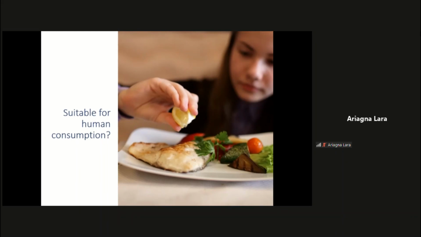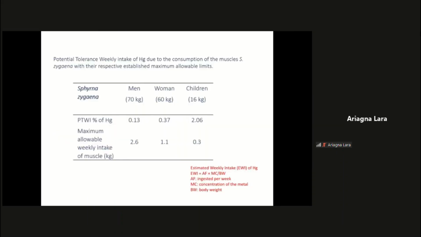The following table shows the percentage of weekly mercury intake compared to the provisional tolerable weekly intake. The tolerable weekly intake is defined as the amount of a toxic substance that can be consumed without presenting any risk to human health. In the case of children, they present the highest weekly potential intake for mercury.